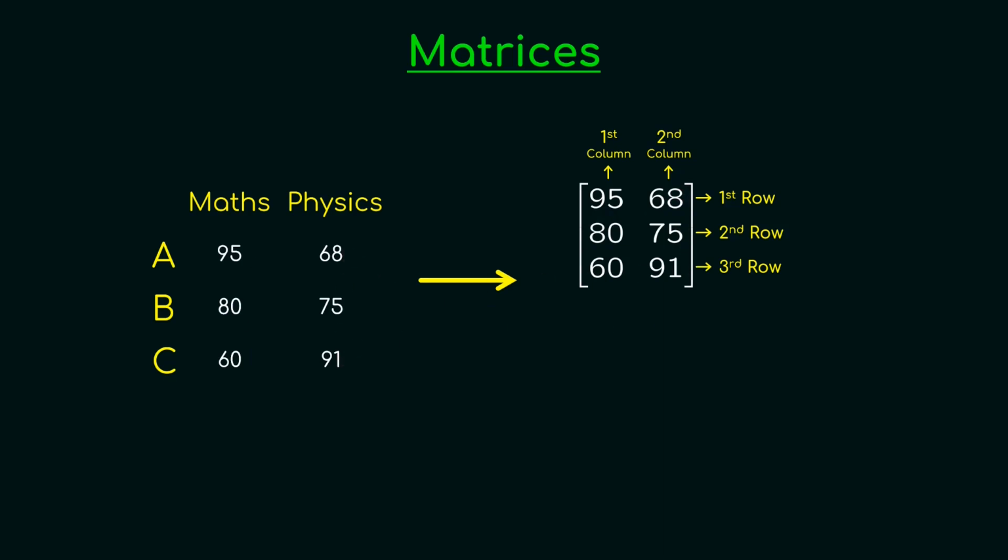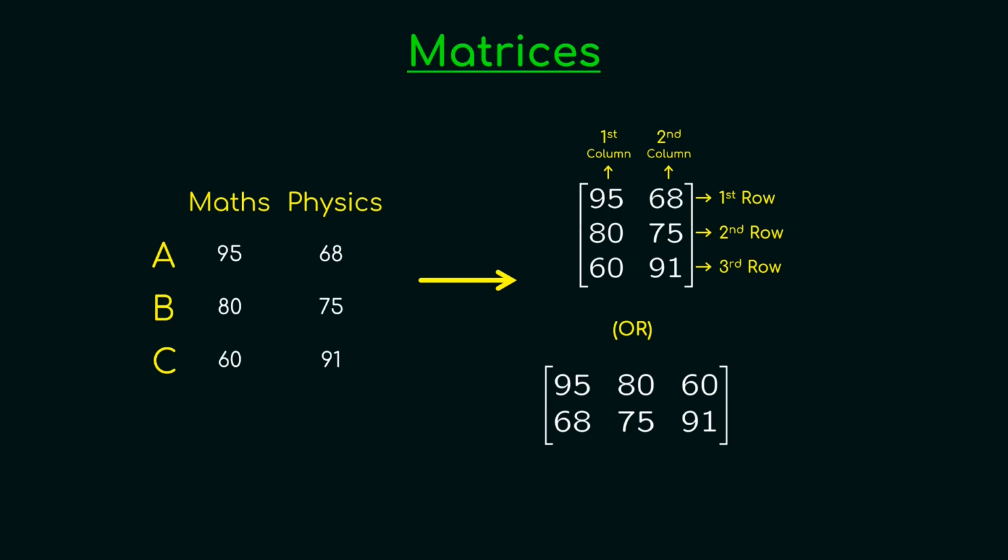You can also represent this in another way as the following. In this case, the rows represent the subject. The first row represents maths, and the second row represents physics. And the columns represent the students. The first column represents A, second column represents B, and third column represents C.